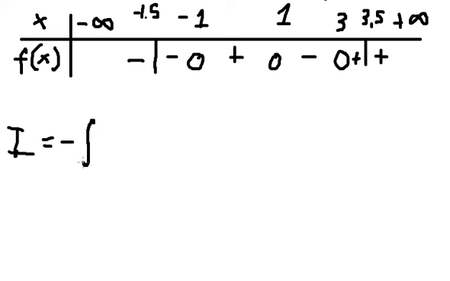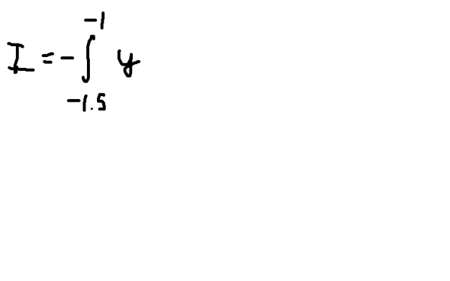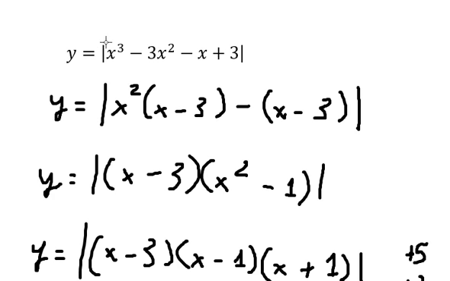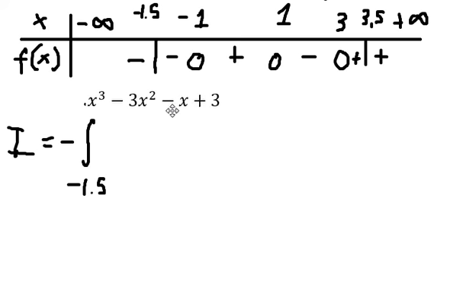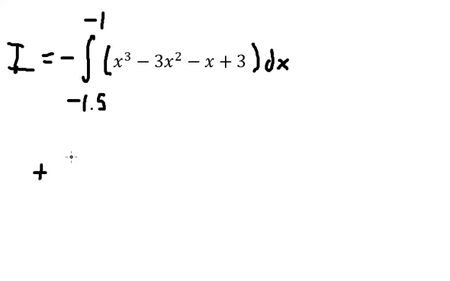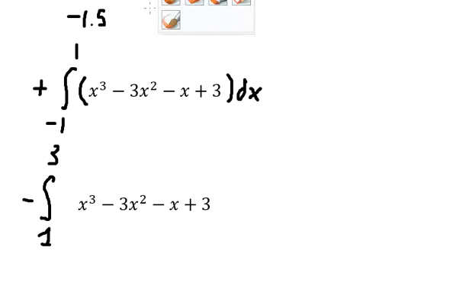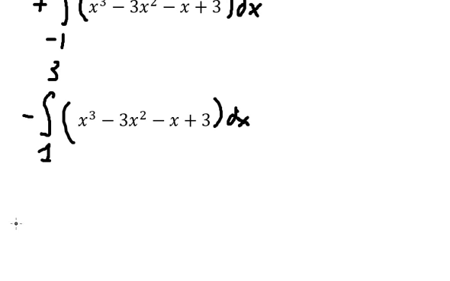So we have negative, the integration from negative 1.5 to negative number 1. And I will put y in here, y in here. In this situation, we don't have the absolute value anymore. So we just write this one. Plus from negative number 1 to positive number 1. So we put this one in here. Next negative from number 1 to number 3. So I will put this one going here. And the last one, from number 3 to 3.5, we have positive.